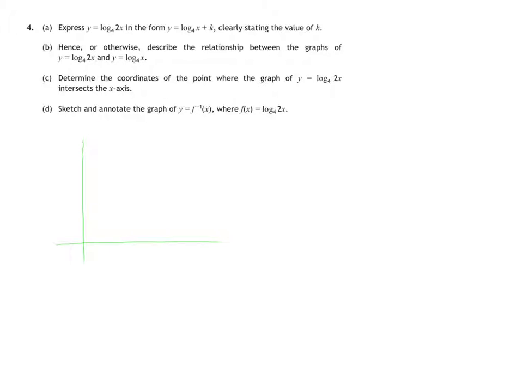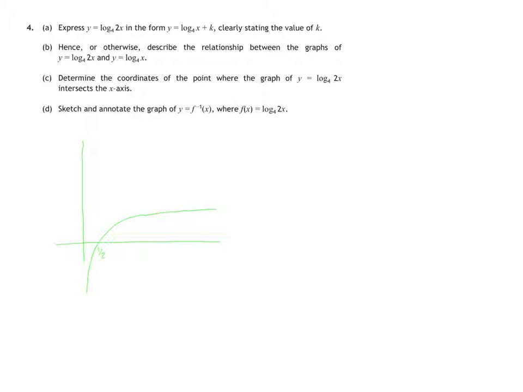So before we do the inverse, what the graph is going to look like. It's a log graph, so it's going to come up like this and then go along like that. The points that we know on this graph: for part C we found out that it intersects the x-axis at a half. If we just had a normal log graph, log to the base 4 of x, we would know that it would intersect at 1.